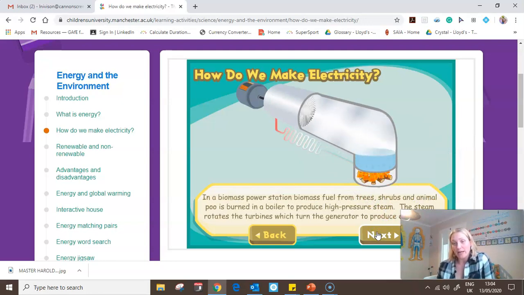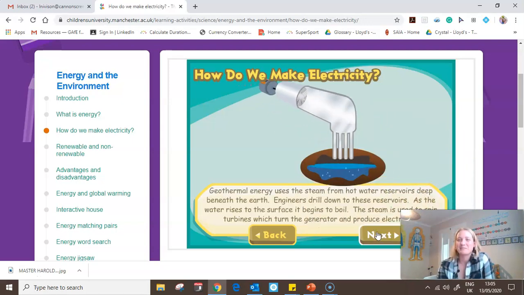You can have biomass power stations burning fuel from trees, shrubs, even animal poo. And that again would produce enough heat to boil the water, which turns the turbine. And as I said earlier, with geothermal we don't need to burn anything, because geothermal uses the heat of the earth, so there's already heat there. Engineers drill down into the earth, into the reservoirs of water beneath the earth's surface. The heat comes up, spins the turbine, which makes the generator turn.